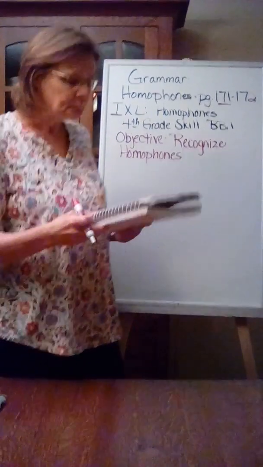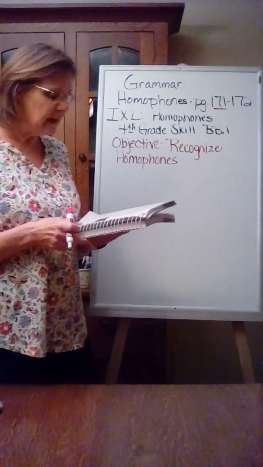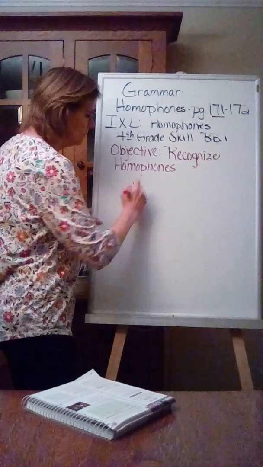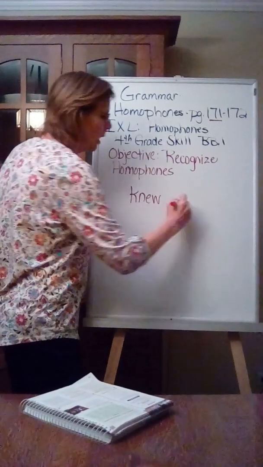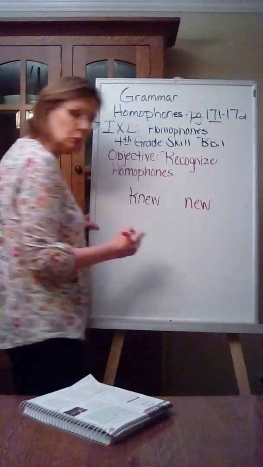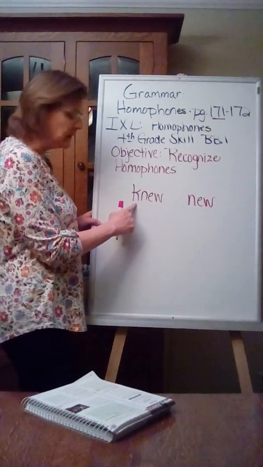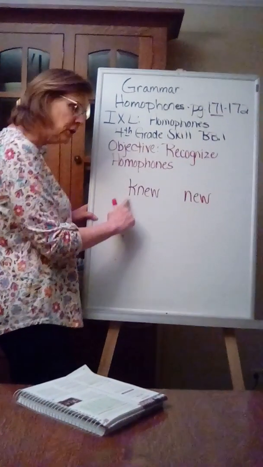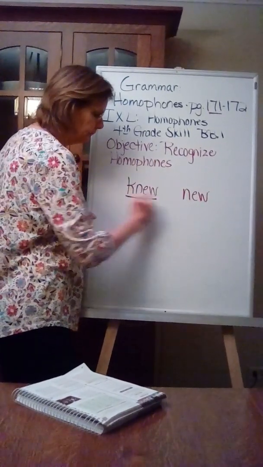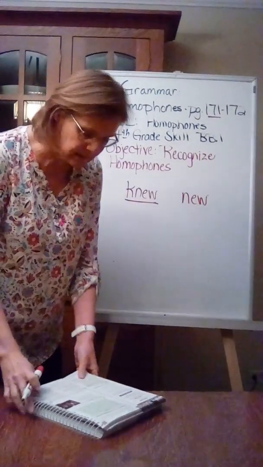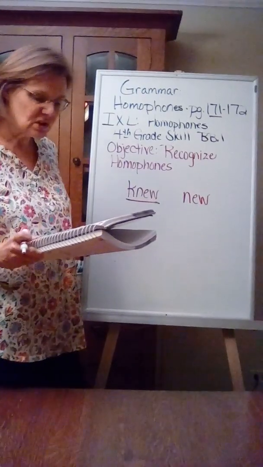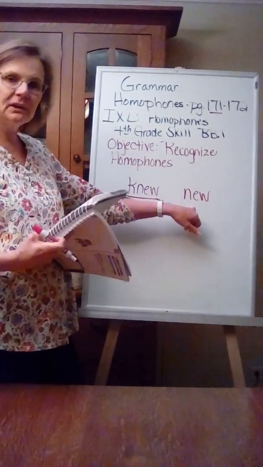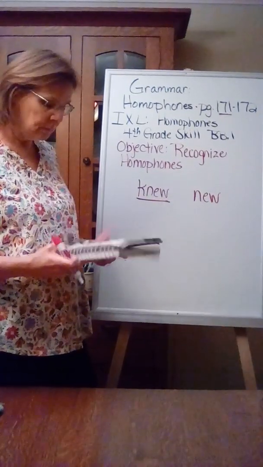Number 1. Both the sentences say, I knew the answer to the question. The homophone in those sentences are knew and new. This, when it starts with the K, has to do with knowledge. K starts with knowledge. So this is the appropriate homophone for this sentence. I knew the answer to the question. This other one is if something is new, a new purchase, opposite of old.